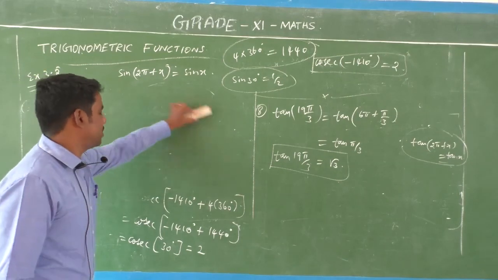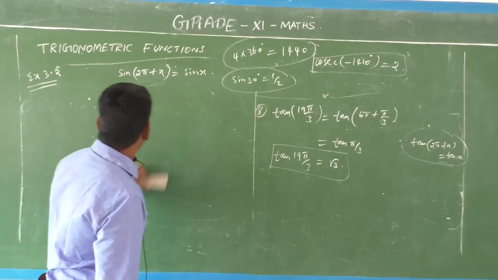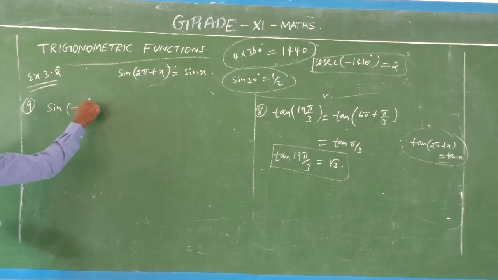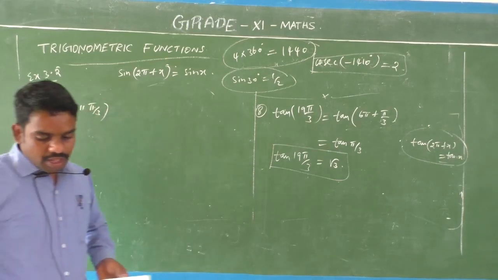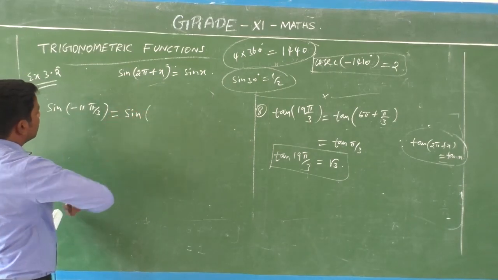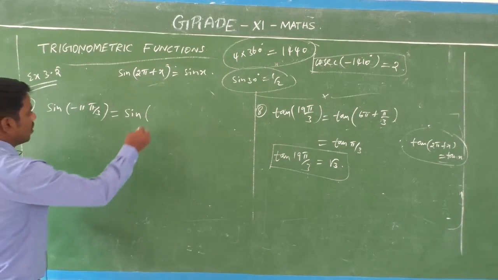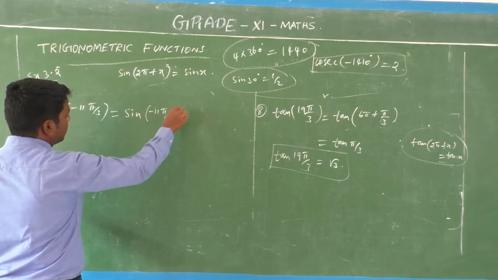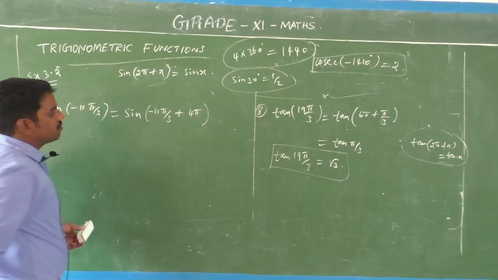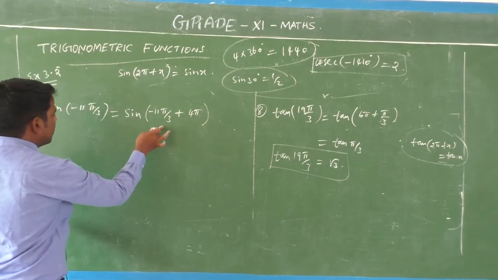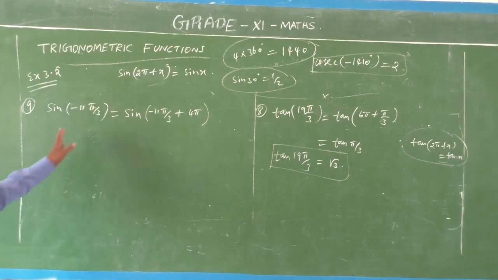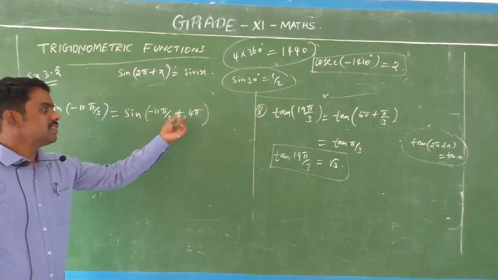Sin of minus 11 pi by 3. The sin of minus 11 pi by 3 is written as sin of minus 11 pi by 3 plus 4 pi. 4 pi is 2 complete rotations. Sin of 4 pi plus theta is sin theta.